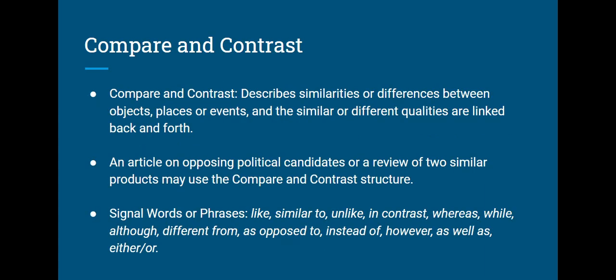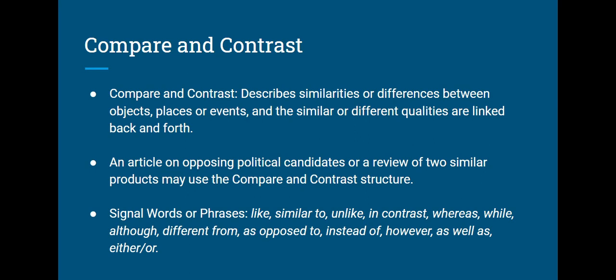And then on the other side of it, we have a compare-contrast structure. If you've written an essay in an English class or history class, you probably have written in a compare-contrast structure at some point. So compare-contrast really just describes similarities and differences between objects, places, events, just any two things that you're comparing. And then it also identifies the similar or different qualities that are linked back and forth, right?